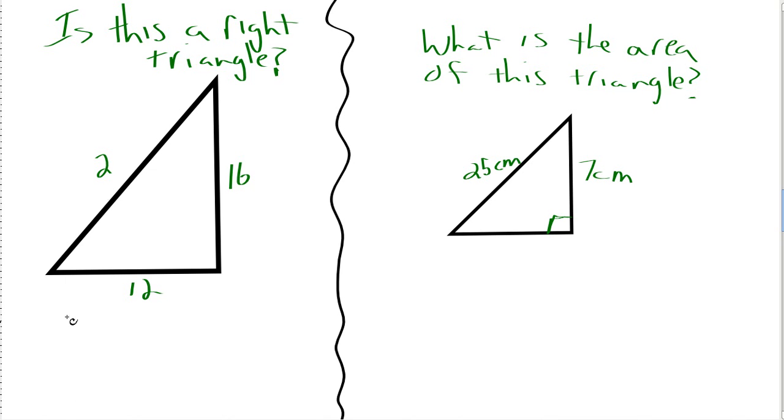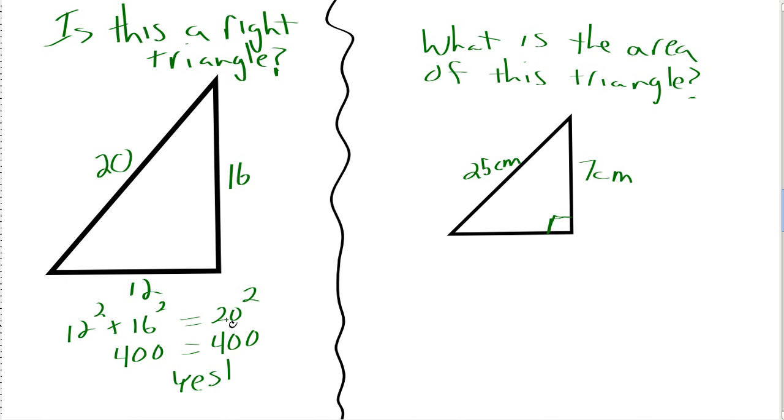And I believe this is supposed to be 20 here. So what I'm going to do is grab the two shortest sides. So right here is 12 and 16. 12 squared plus 16 squared equals 20 squared. And I can do the math, and what I'll figure out is, in fact, that all of this added together is 400, and 20 squared is 400. So is this a right triangle? Yes, it definitely is a right triangle.